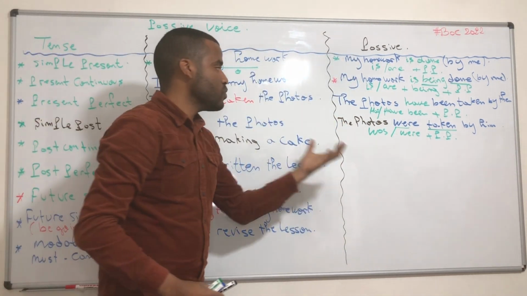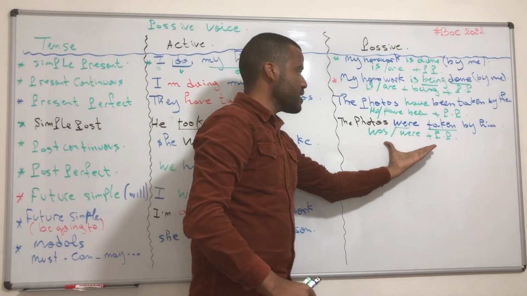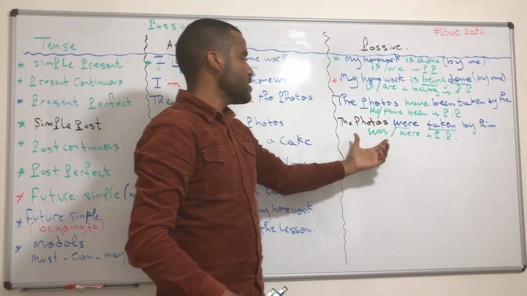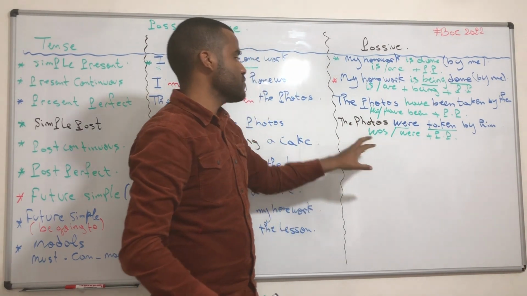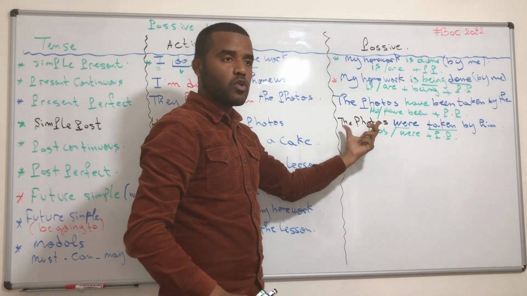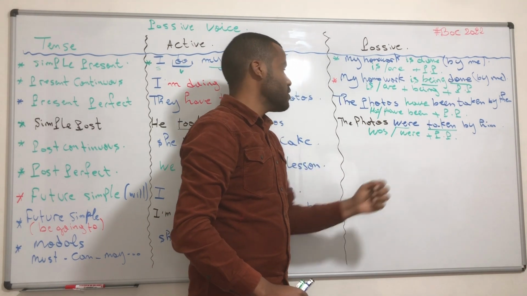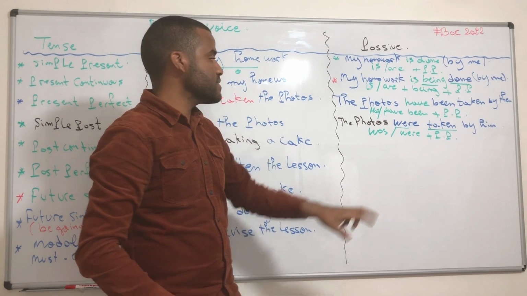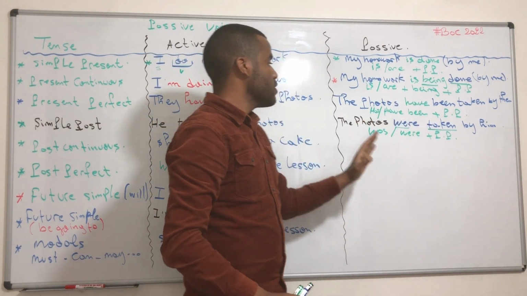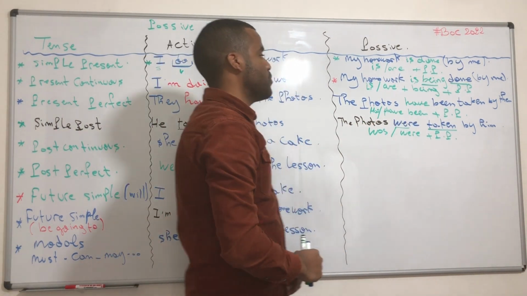If we have a sentence in the active in simple past, we are going to apply this rule: was or were plus the past participle of the verb. It depends on the subject that we have. For example, here we have the photos, which is plural, so we conjugate the verb to be like here, were. If we have just one, a photo, we can say was taken: a photo was taken. But here we have a plural form, so we say the photos were taken by him.